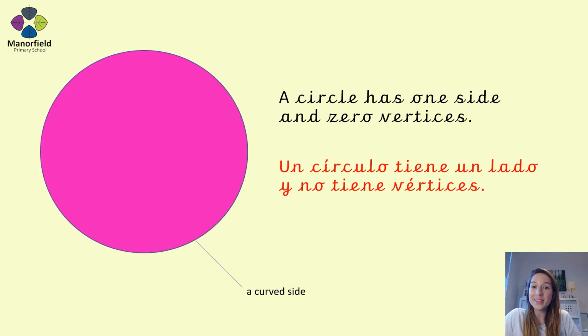Now a circle is slightly different. A circle has 1 side and 0 vertices. There are no corners on it. Okay, and you can see in the diagram, I've labelled it a curved side. So in Spanish, un círculo tiene un lado, 1 side. Okay, lado is a side. Y no tiene vértices, and does not have vertices.